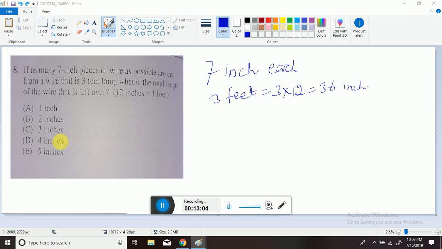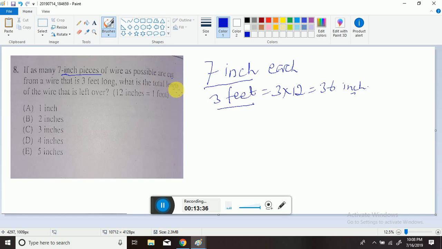Okay, the problem is: if as many 7-inch pieces of wire as possible are cut from a wire that is 3 feet long. Each piece is 7 inches. We have got a 3 feet long wire. Then 3 feet consists of 3 times 12 equals 36 inches.